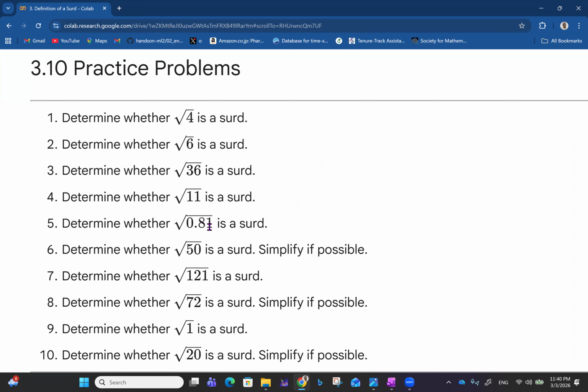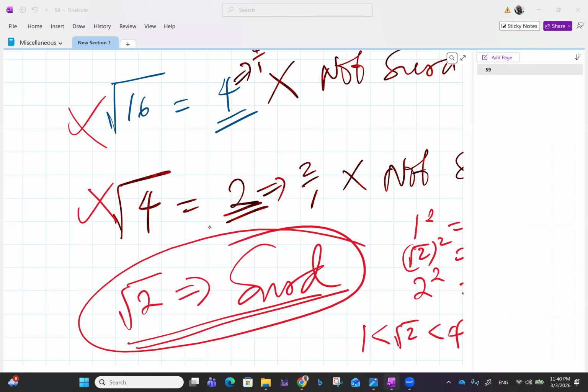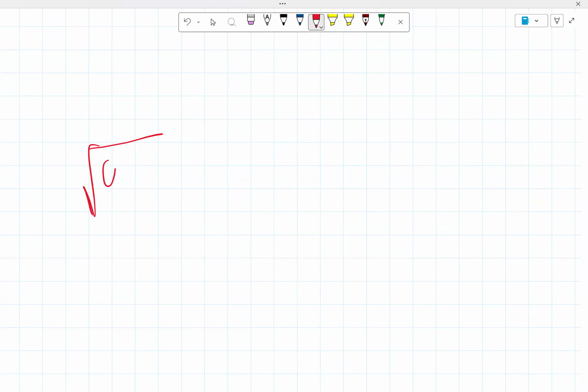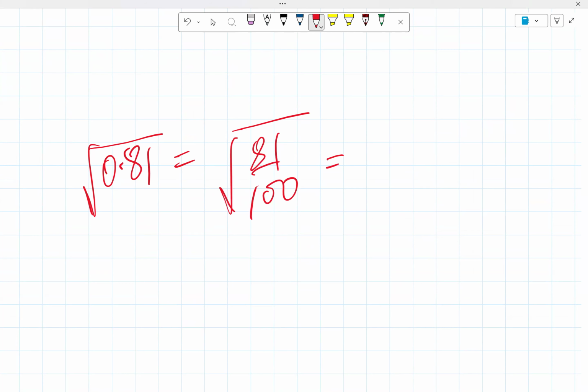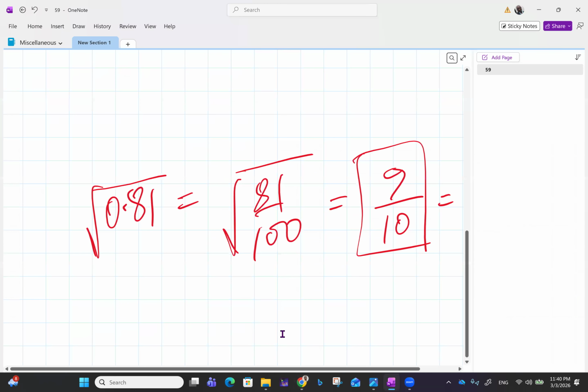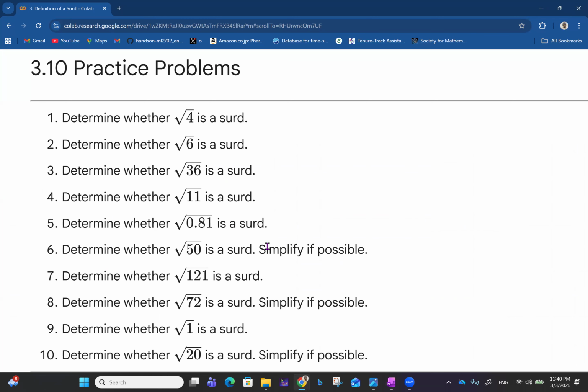Another way you can look at this: you have the square root of 0.81. That is the square root of 81 over 100. The square root of 81 is 9, and the square root of 100 is 10. So this is a rational number, and you can still write it as a decimal, 0.9. So the square root of 0.81 is not a surd, you know.